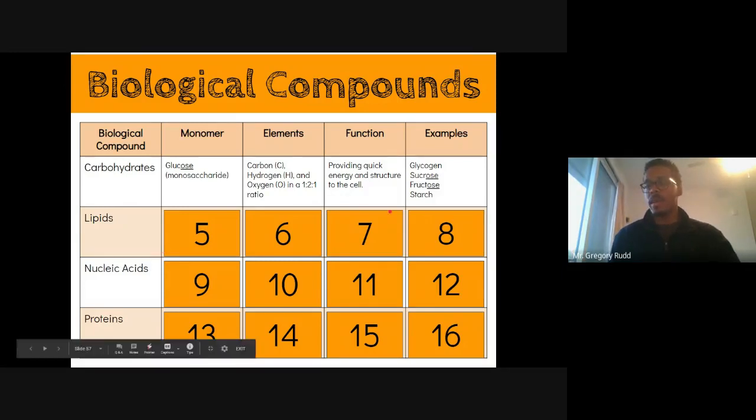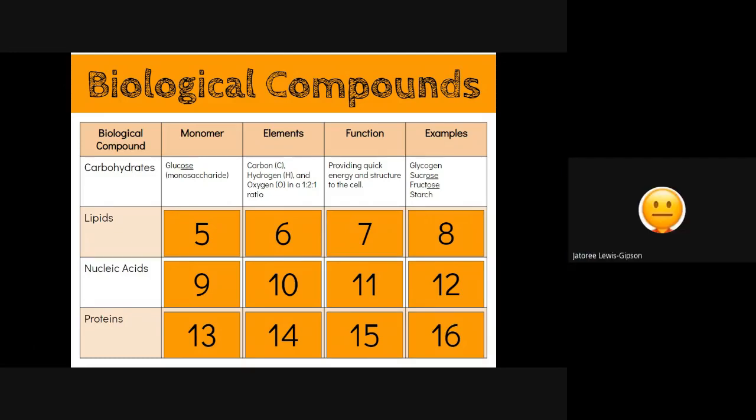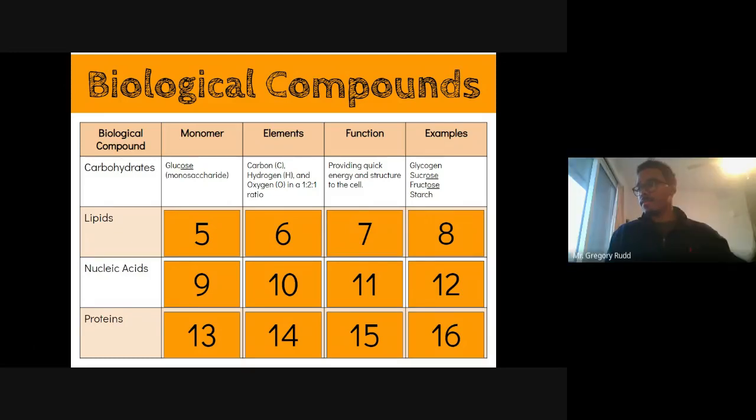All right, let's move on to the second row, lipids. What's the monomer that makes up a lipid? Glycerol and 3 fatty acids. Excellent. Glycerol and 3 fatty acid tails. So it ends up getting shaped like a capital E. What about elements? What elements make up lipids? This is an easy one.